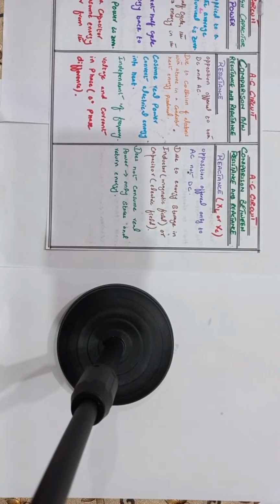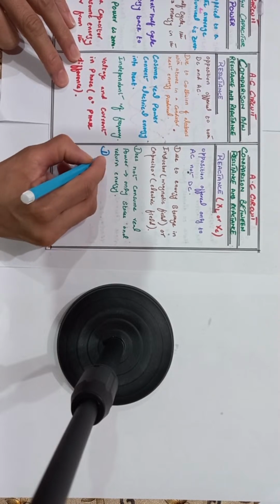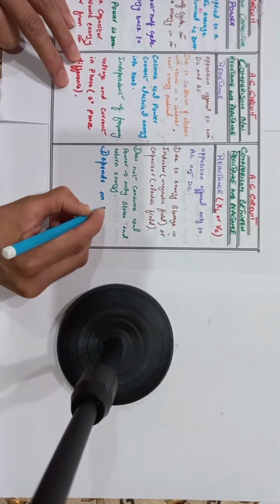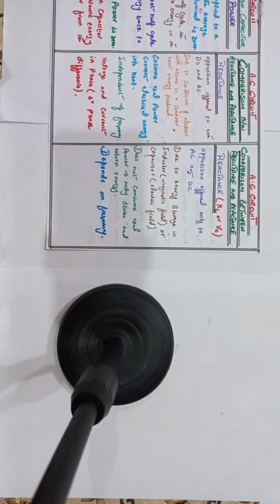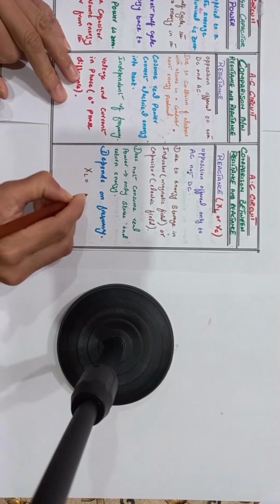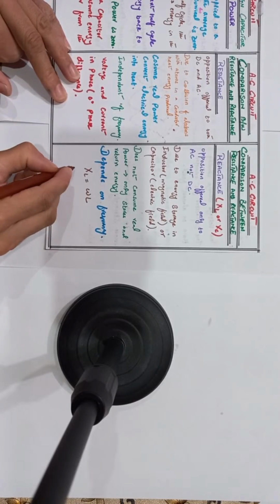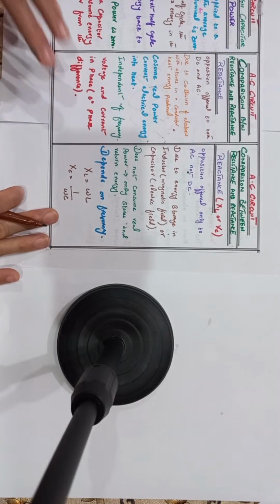Last point we discuss about the reactance, that is it depends only upon the frequency. Inductive and capacitive reactances both depend upon the frequency. Inductive reactance formula is XL equals omega L, where omega represents the angular frequency, and capacitive reactance also depends upon the angular frequency: XC equals 1 over omega C.